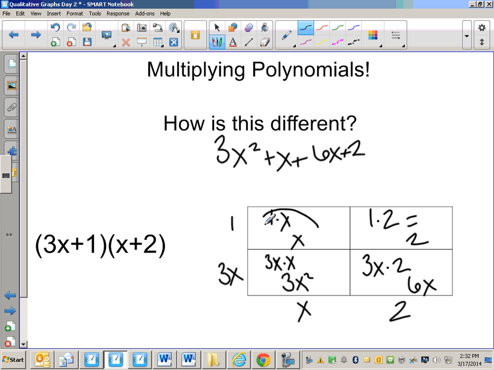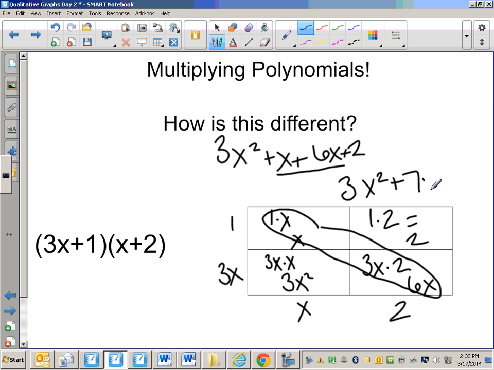And if I see here, I have like terms, 1x and 6x. I have that right here. So I want to combine my like terms. So I have 3x squared plus 7x plus 2. So using that area model is going to be very, very helpful to keep you organized.